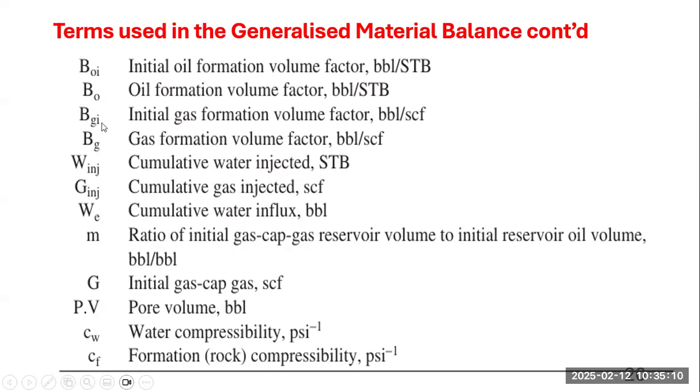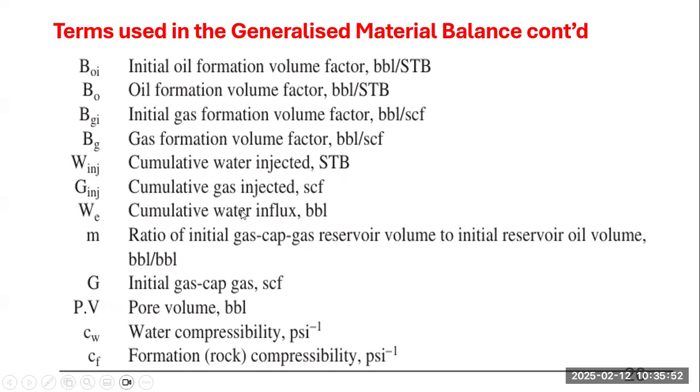Bgi is the initial gas formation volume factor, like your Boi, the initial oil formation volume factor, in barrel per STB. This is your VR over VSC, reservoir volume over volume at standard condition. Your Bgi is also the volume of your gas at reservoir volume over standard condition volume. So you have your Bg at every other pressure, in barrel per SCF. Your water injection, W in STB, and your gas injection, G in SCF, apply when you have pressure maintenance. You will see this as you go on.